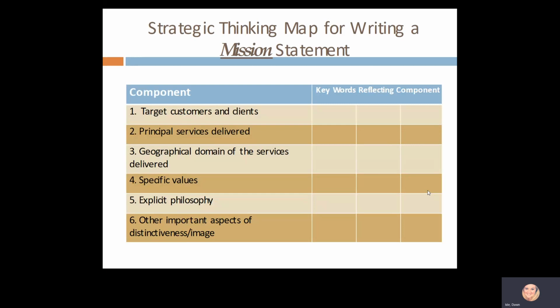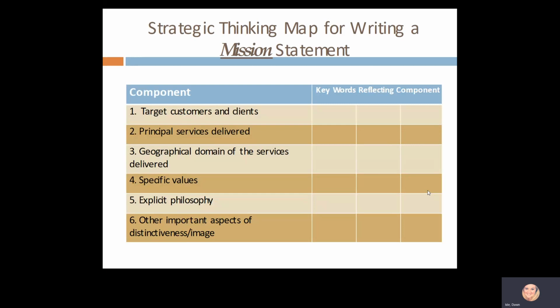So how do we write up a mission statement? Well, you can always use your strategic thinking map. And as you notice, we have a strategic thinking map in every chapter for everything. So you could use it. And you should use it when you're trying to come up with things like this. So you have a component and then you have your keywords reflecting that component. So for example, target customers and clients. What keywords would we have for targeting customers and clients?